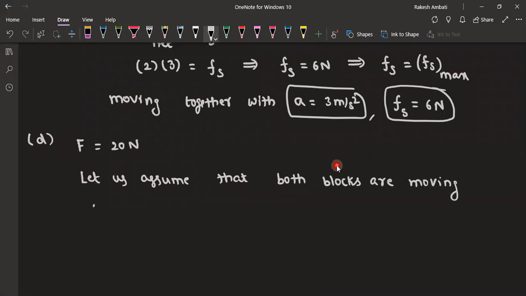Sir, if we are given multiple questions like this, then why can't we just find the F maximum first and then check every case? That is also one method.